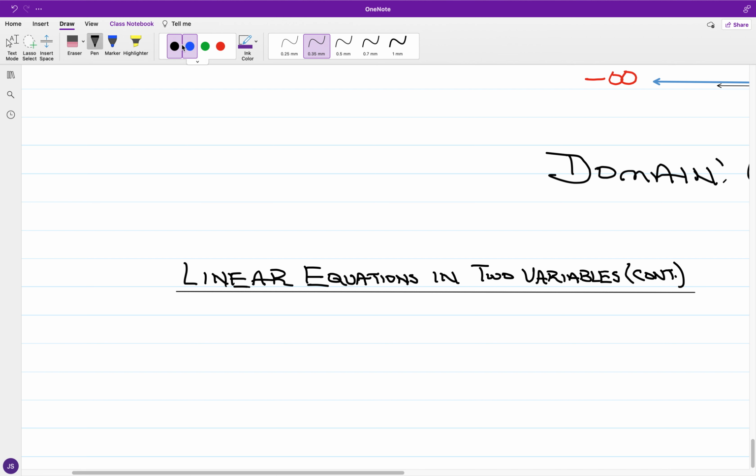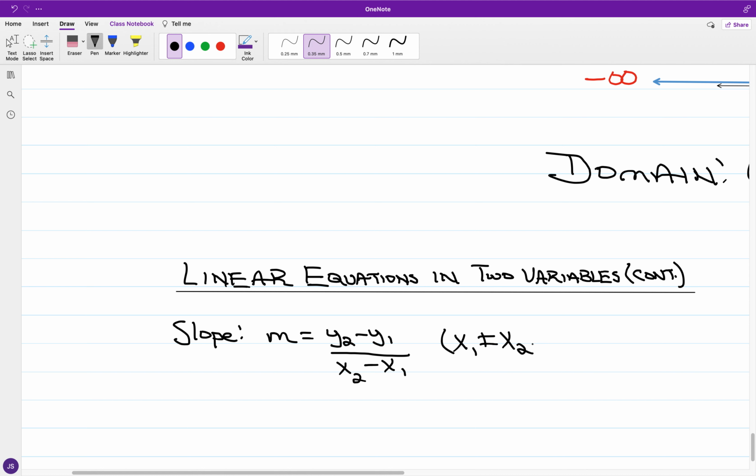Again, just to restate, we had slope, and the slope m is equal to the change in y with respect to the change in x. Here we have y2 minus y1 all over x2 minus x1, and again, to avoid a zero-valued denominator, x1 and x2 cannot be equal to each other.